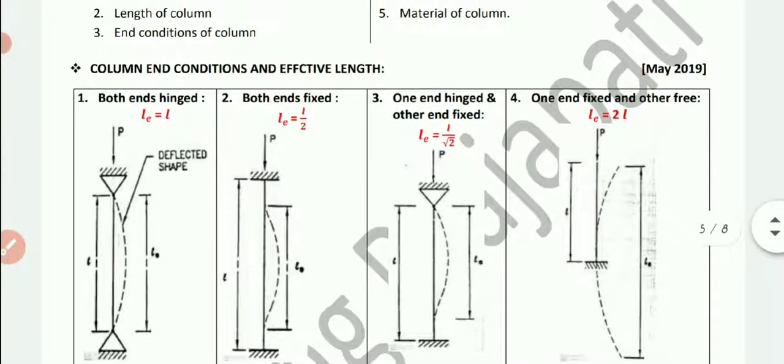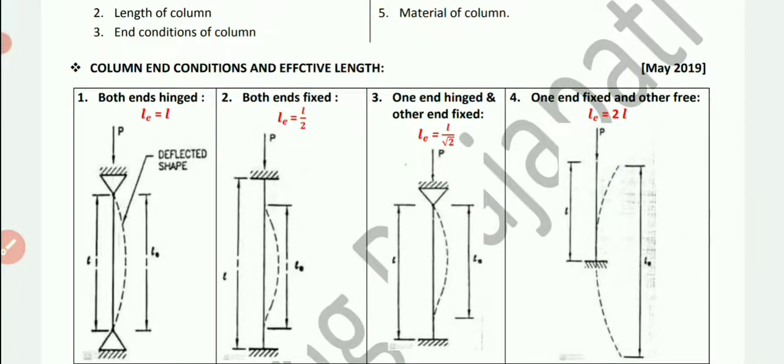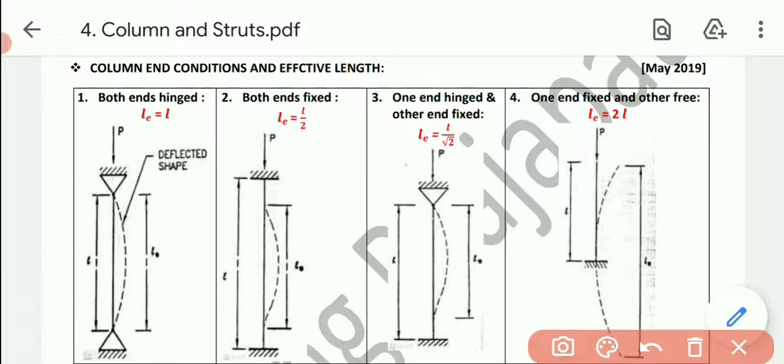Now this is the main criteria of the chapter, that is column and condition and effective length. Over here we can see 4 different conditions which will be used during the examples. First of all, both ends are hinge. If any column has both ends hinge supported, or we can say 2 hinge supports at the corner, then its effective length will be equal to the original length.